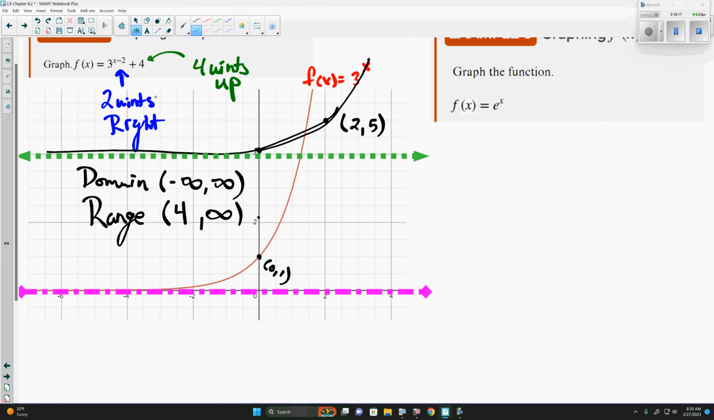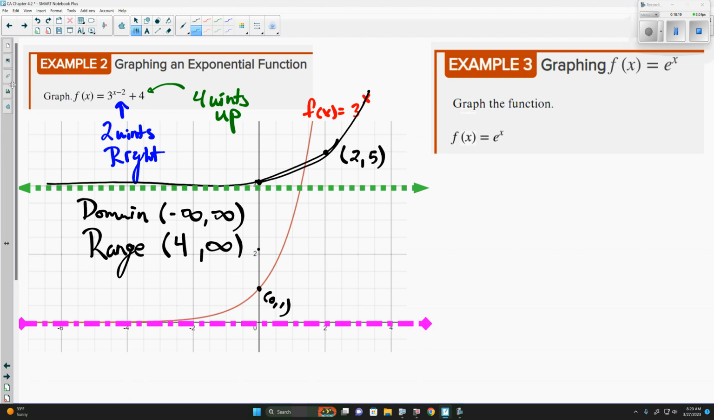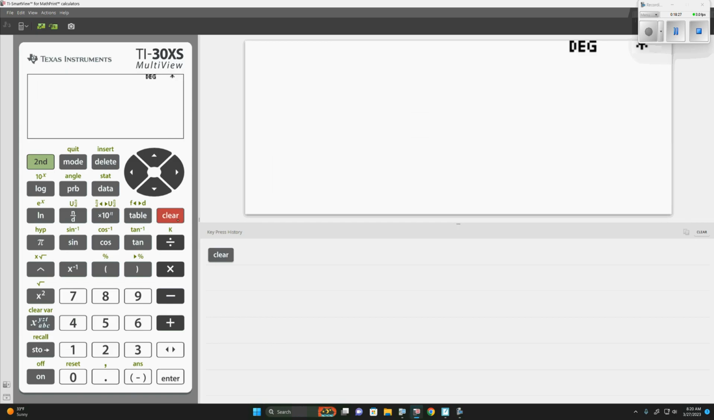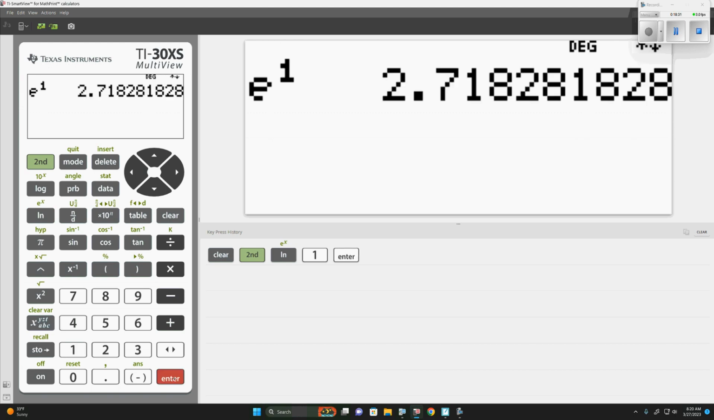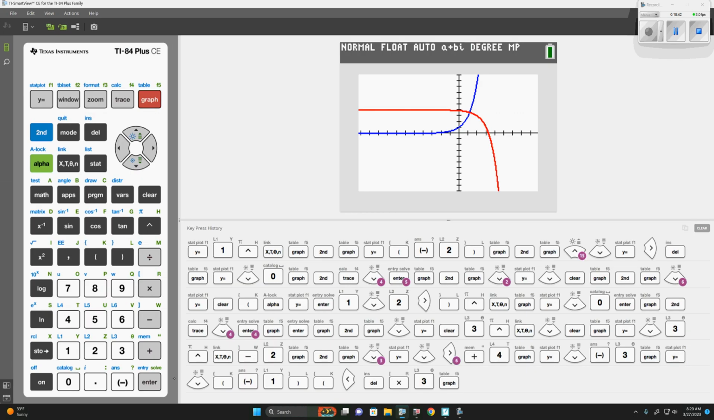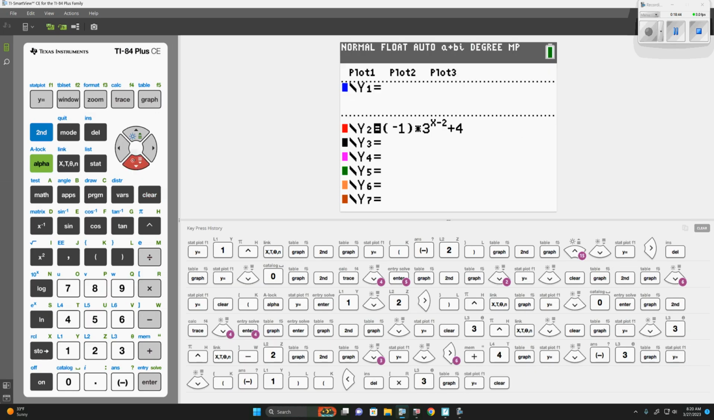Now I threw in the other one here, e to the x, because this is still another exponential function. It's just given to us by the value of e. Now interestingly enough, e is just a number. E is given to us by 2.718281828, and it continues on. It's another irrational number.